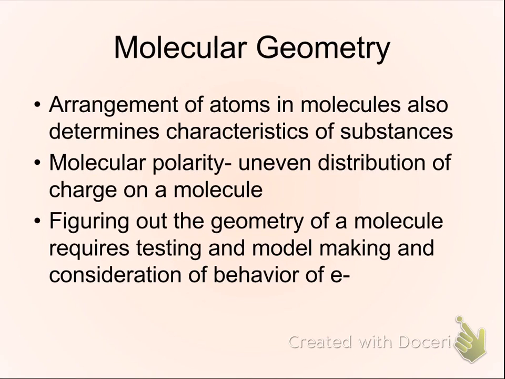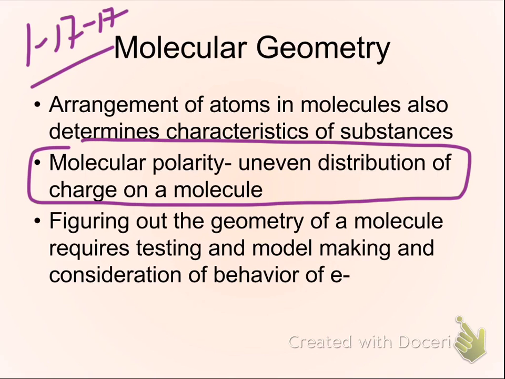Okay, so still 117.17. So molecular geometry, and this is kind of similar. The arrangement of atoms in a molecule determines their characteristics. This is kind of what I was saying about how the arrangement of atoms in a metal causes them to be malleable and ductile and good conductors. We talked a little bit about molecular polarity, and that's uneven distribution of charge in a molecule. So a molecule that has molecular polarity is a polar molecule.